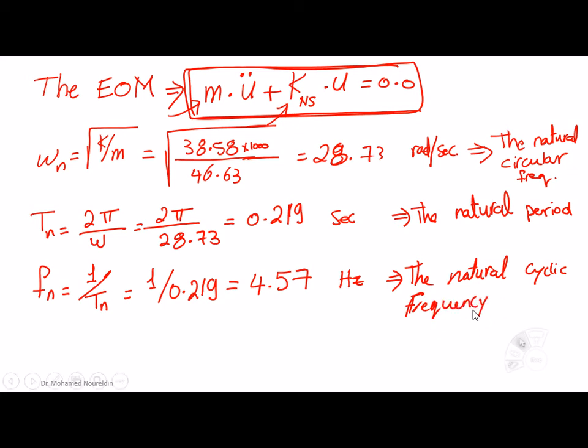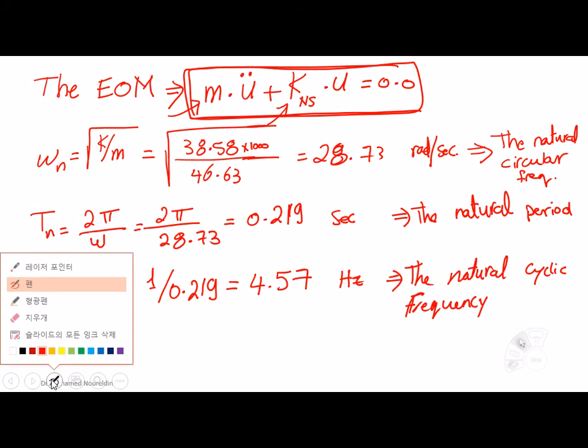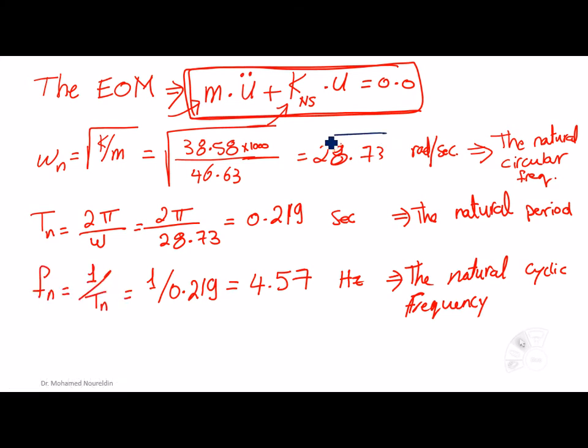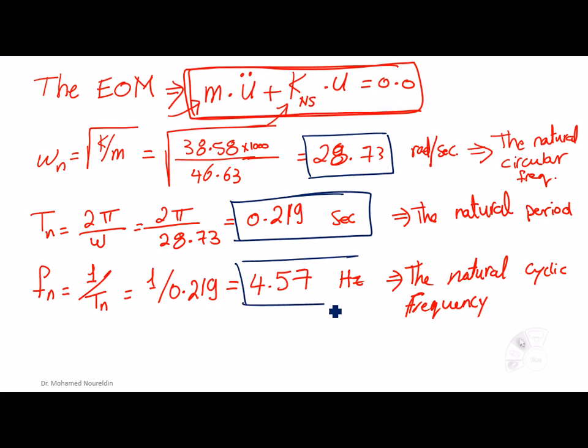Okay, now we have these values. I'm going to highlight these values because I'm going to compare them at the end with the other directions. So this is the omega n, this is Tn, and this is Fn. Keep it in our mind. These are the characteristics of the system in the north-south direction. What is the meaning of the characteristics of the system in the north-south direction?